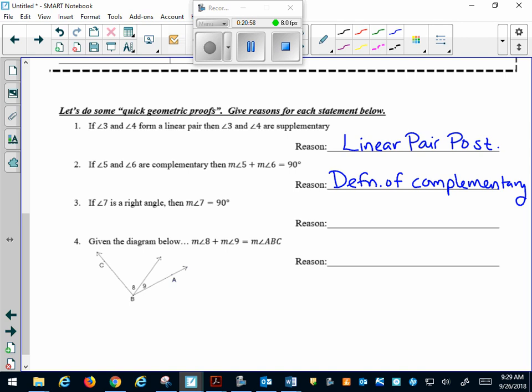All right. So this one is sort of similar because it's just a definition, something you know what it means. If angle 7 is a right angle, then the measure of angle 7 equals 90 degrees. What do you know the definition of if you can make that statement?